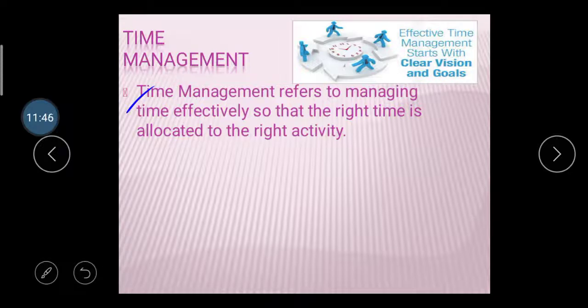Okay, in your student life, the right time is to be for studying. If you cannot do the study, then your time cannot be worth anything. Okay, so time management is very important.